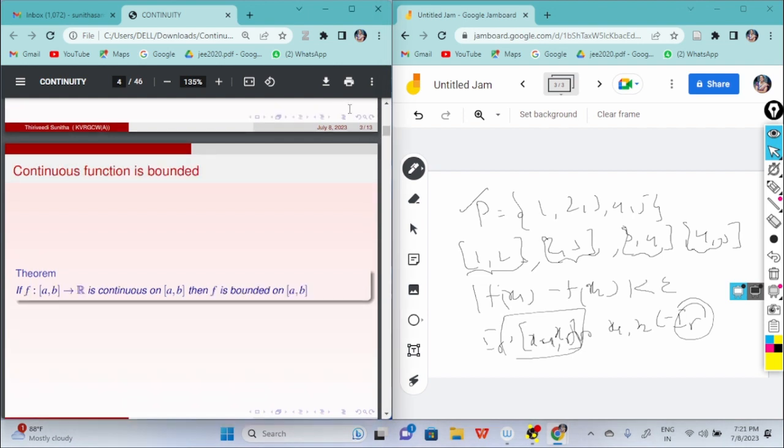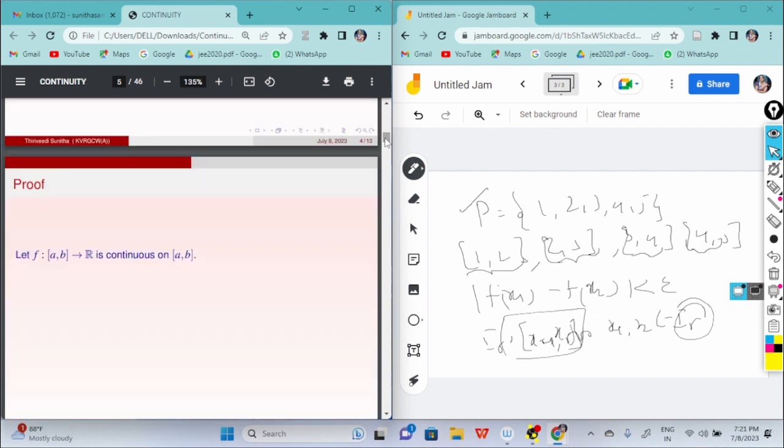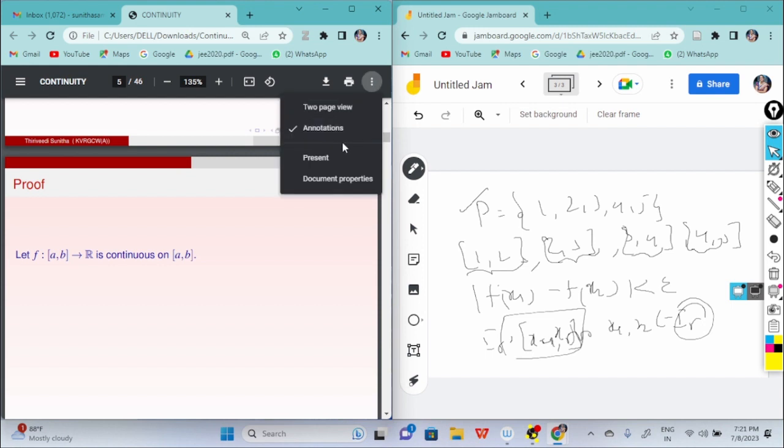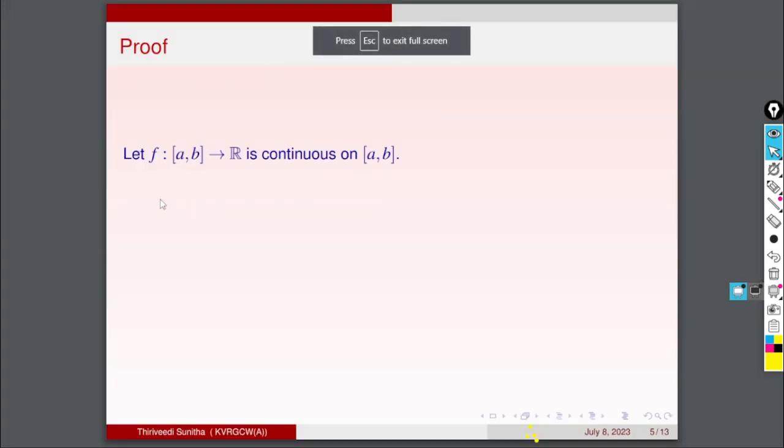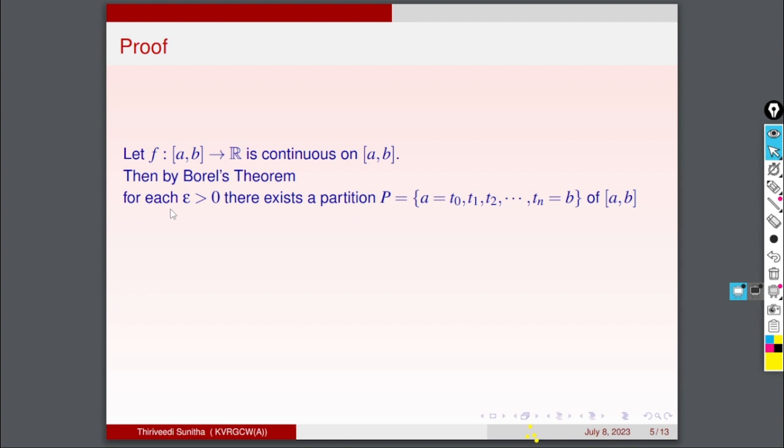So coming to the theorem statement. What is the theorem? If f is continuous on [a, b], then f is bounded on [a, b]. So here it is already given that f is a continuous function on a closed interval [a, b], and we have to show that f is bounded on [a, b]. Let f be continuous on [a, b]. Now we have to show that f is bounded on [a, b].